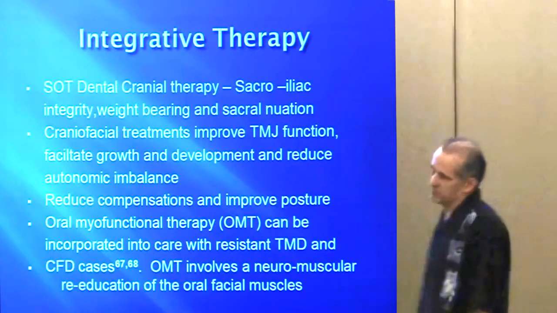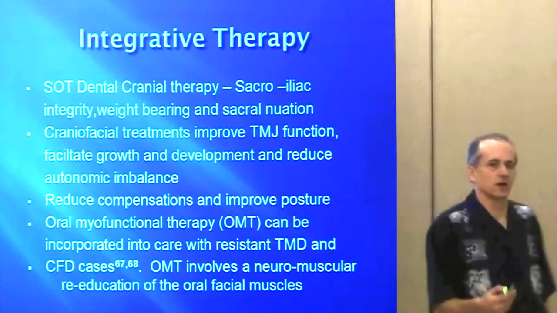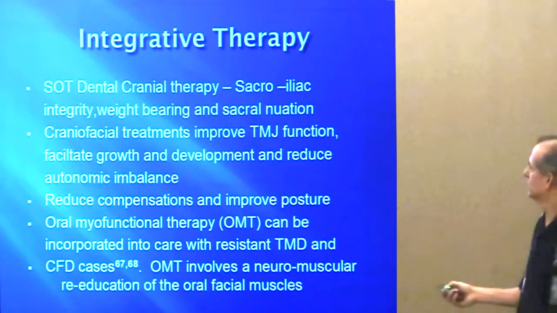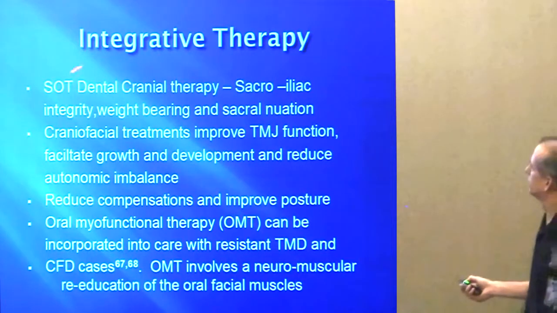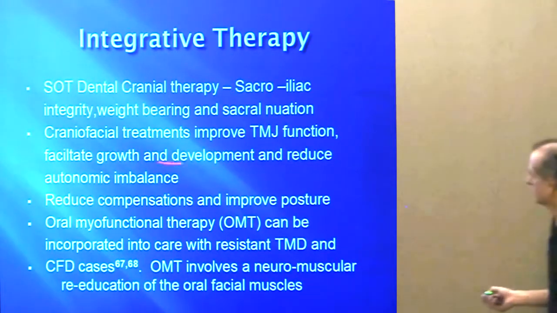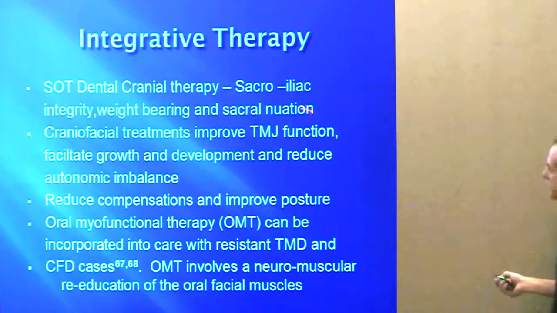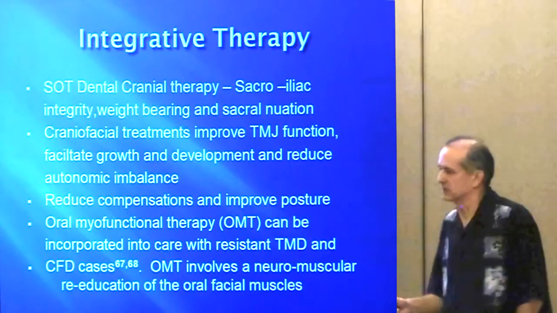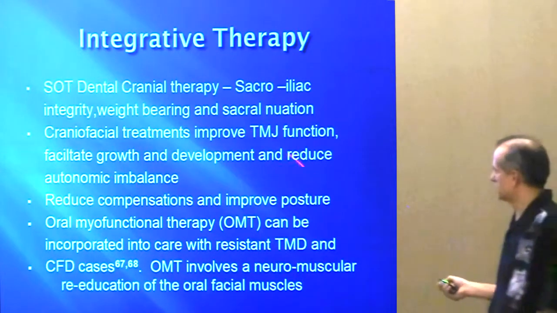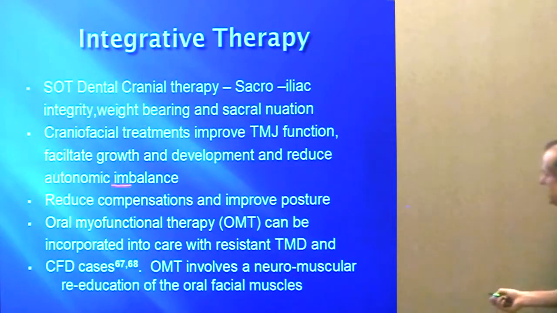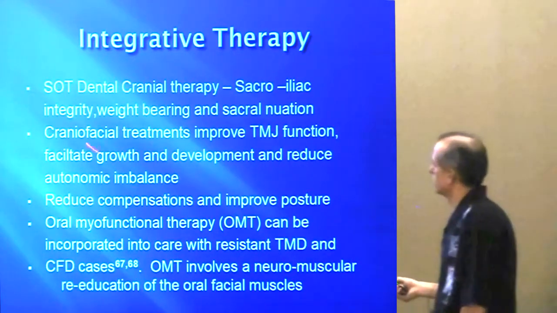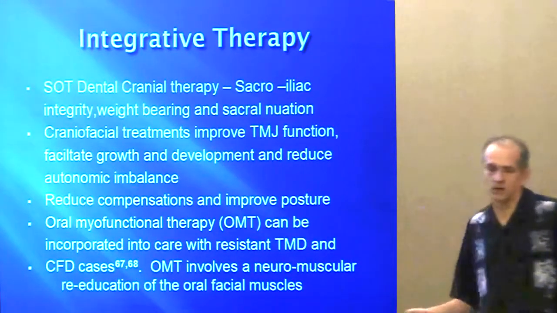So in the integrative therapy part, now it's a whole body analysis. You have to look at how this manifests. What are the symptoms? So primary, start with the sacroiliac, the weight bearing. You're looking at the category 2 and category 1 type lesions. Then you're looking at the craniofacial mechanics related to TMJ, and how to undo orthodontics or redo them so you support normal growth and development and balance the nervous system.